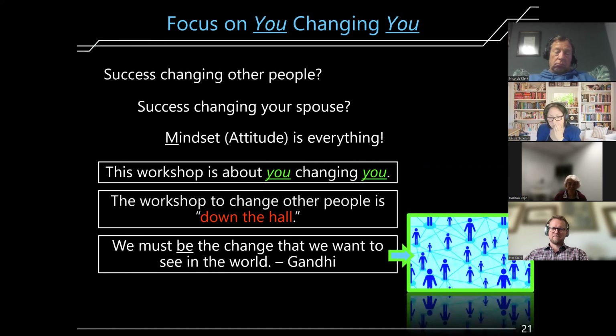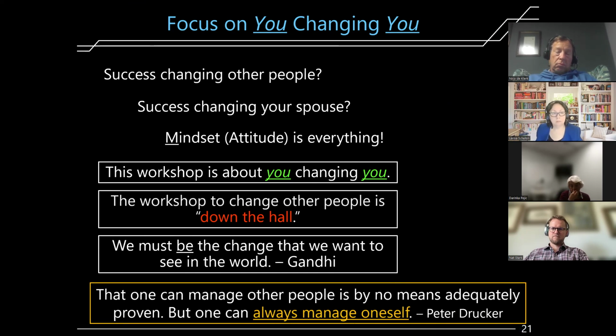And what can I do about the other person? Go to Gandhi. We must be the change we want to see in the world. Do that. This is a powerful quote: That one can manage other people is by no means adequately proven. One can always manage oneself.